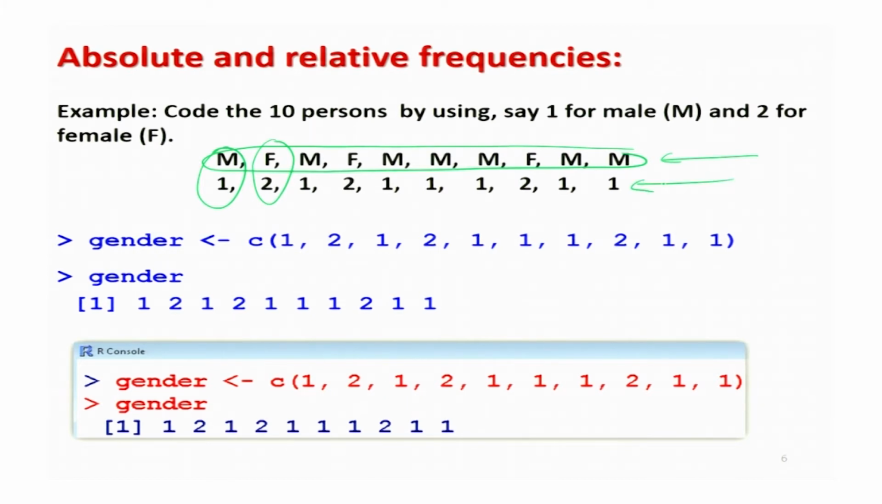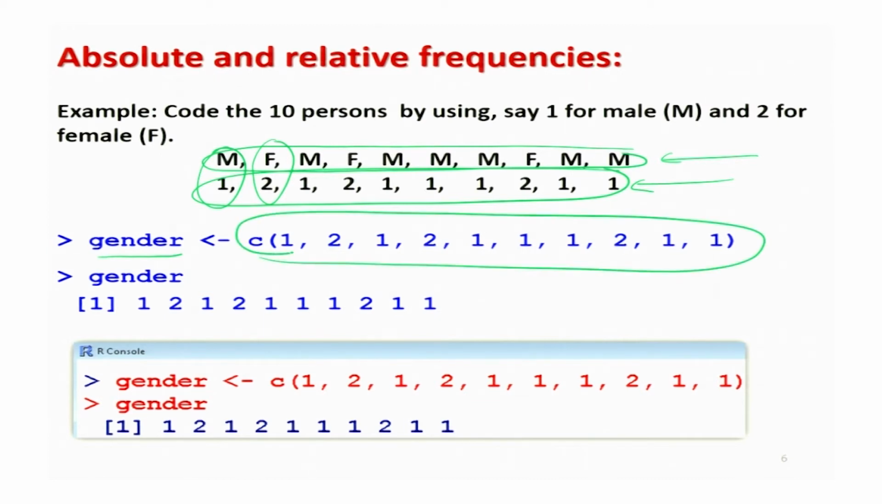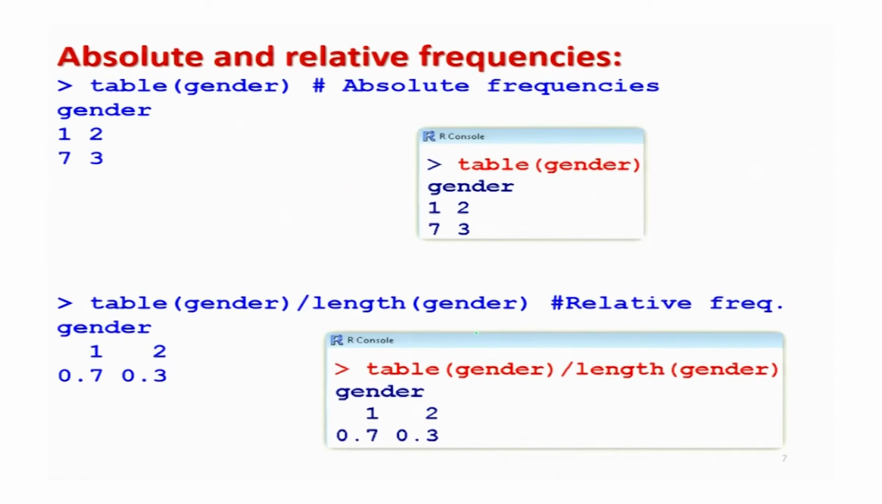So, now the same data set which was in the format of male and female is indicated in terms of the numbers 1 and 2, and I store this data as gender in this data vector, right. So, this is the data. And if you do not want to do it manually, you can also do it through factor, but anyway, I will leave that up to you. My objective here is simply how you create the table and find the absolute and relative frequencies.